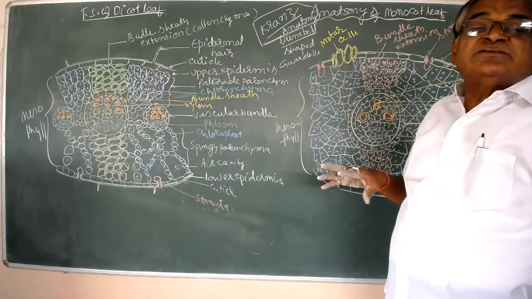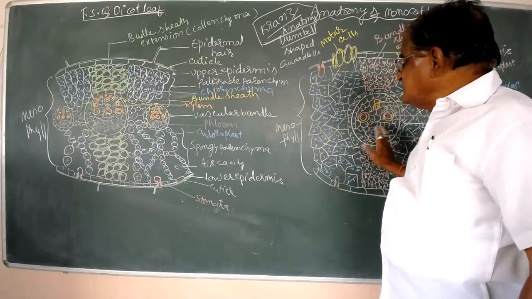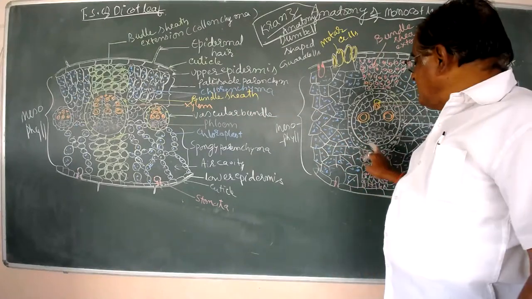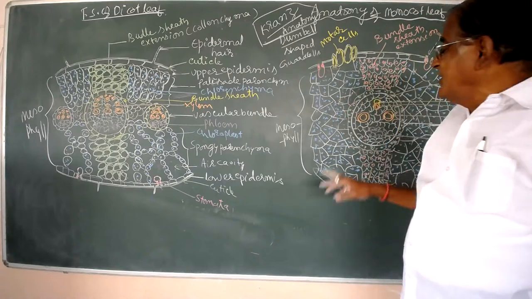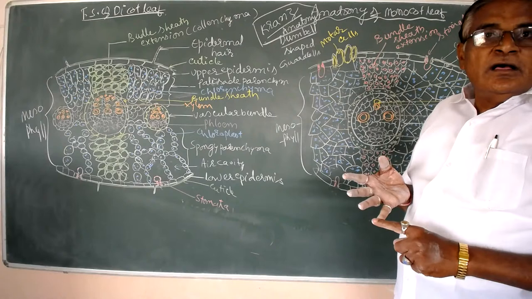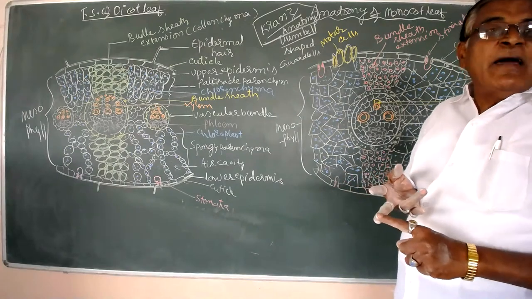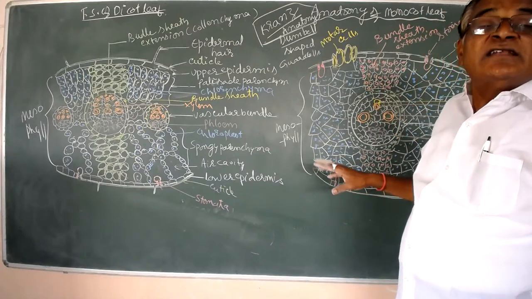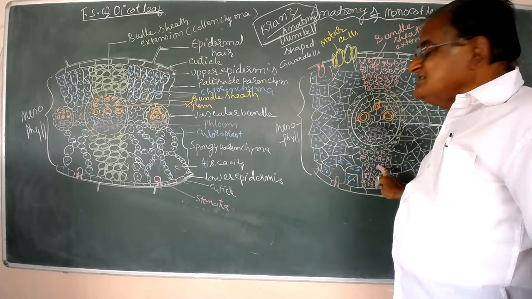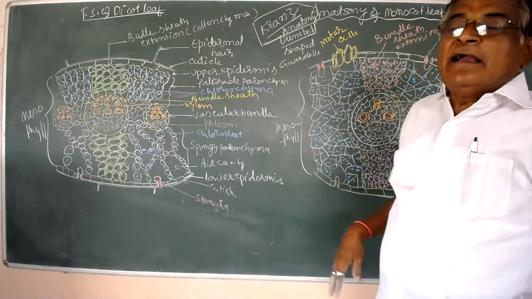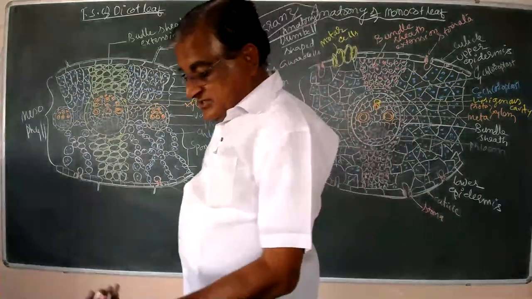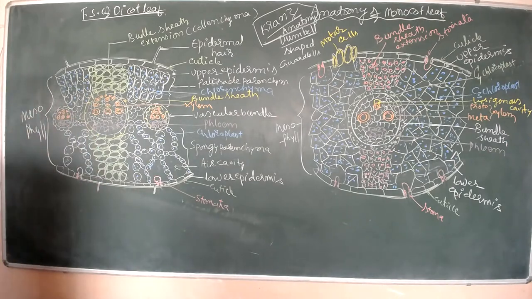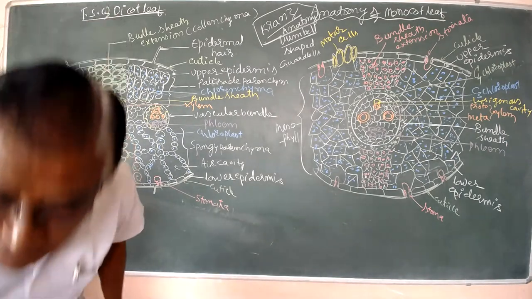And in case of the phloem, which will be towards the lower epidermis, this is responsible for translocation of food material. It has all four components: the sieve tubes, companion cells, phloem parenchyma and phloem fiber. And in case of the larger veins, larger vascular bundles, you find the bundle sheath extension, which is composed of sclerenchyma. So this finishes the anatomy of dicot and monocot leaf. Yes. Thank you.